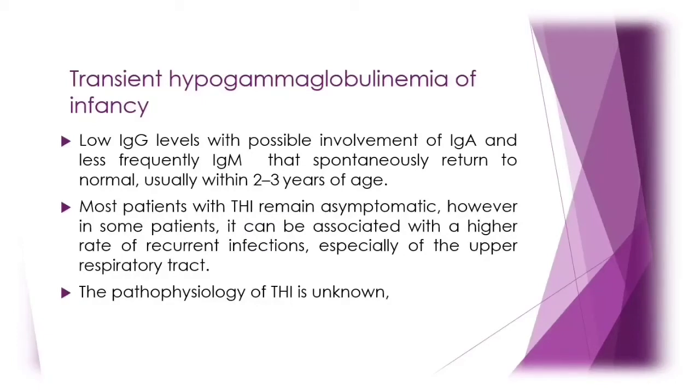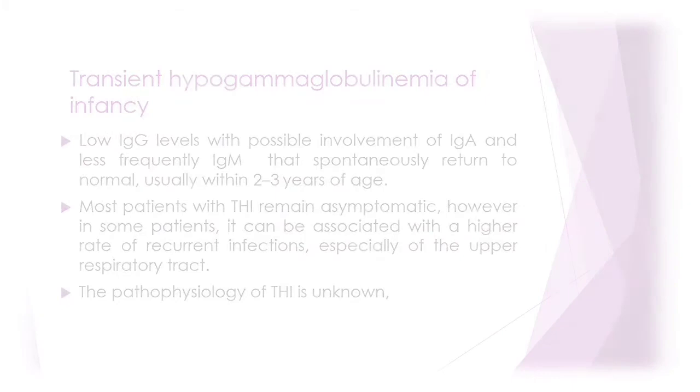By definition, THI have low Ig levels with possible involvement of IgA and less frequently IgM that spontaneously return to normal usually within 2 to 3 years of age. It is called transient since it only lasts for a very few years. Most patients with THI remain asymptomatic. However, in some patients, it can be associated with a higher rate of recurrent infections, especially of the upper respiratory tract. Moreover, the pathophysiology of THI is unknown.